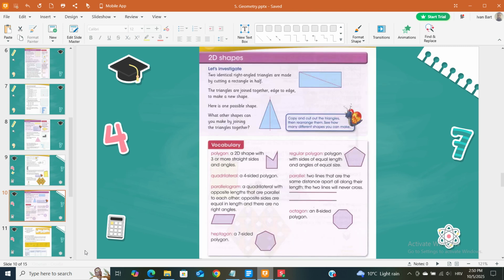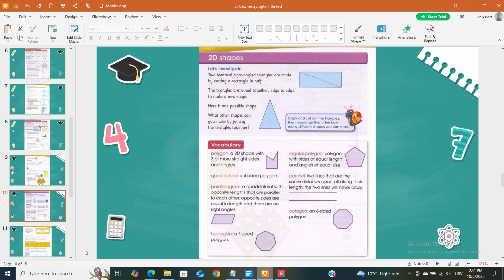2D shapes. Let's investigate. 2 identical right-angled triangles are made by cutting a rectangle in half. The triangles are joined together, edge to edge, to make a new shape. Here is one possible shape. What other shapes can you make by joining the triangles together? Vocabulary. Polygon. A 2D shape with 3 or more straight sides and angles. Copy and cut out the triangles, then rearrange them. See how many different shapes you can make.